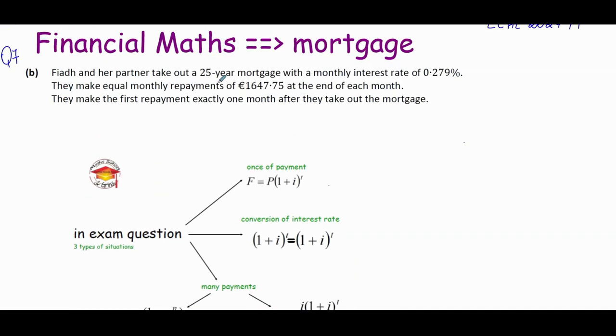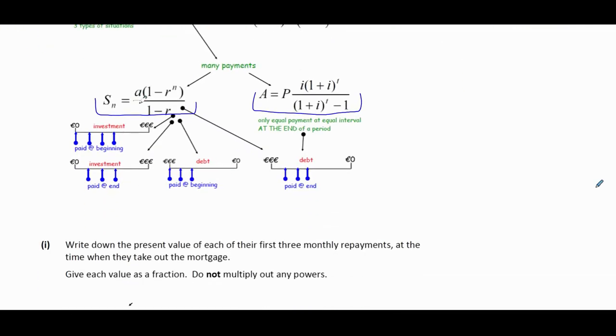Sophia and her partner take out a 25-year mortgage with a monthly interest rate of 0.279%. They make equal monthly repayments of 1,647.75 at the end of each month. So many payments, and at the end of each month, so we know we have two options. They make the first repayment exactly 1 month after they take out the mortgage. So we know those two are our options.